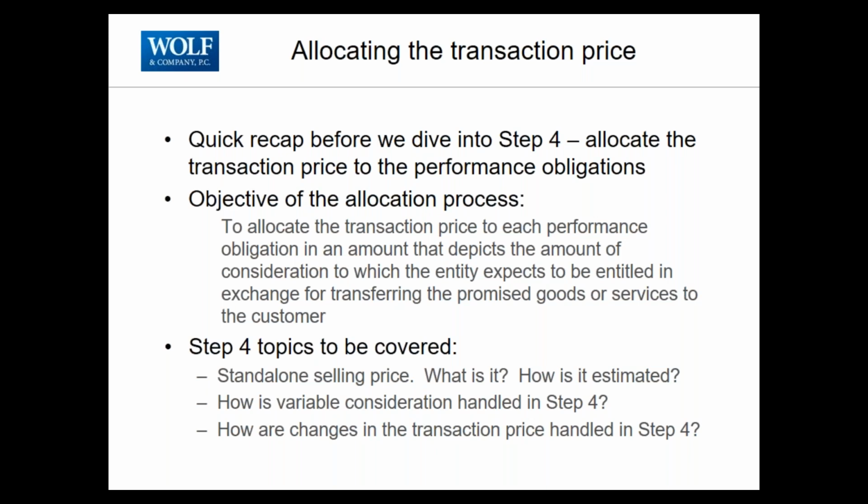So we're going to cover three specific aspects of this process. So the concept of standalone selling price, which is pretty critical. What is it? How is it estimated? How is variable consideration handled in the allocation process? And then how are changes in the transaction price handled?